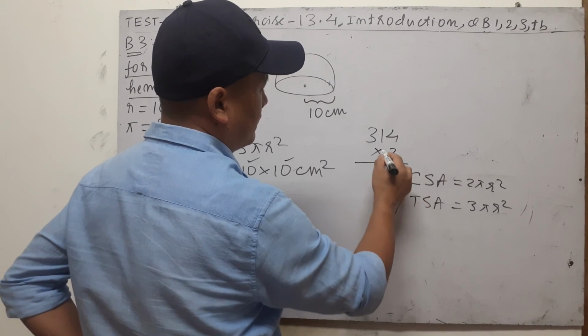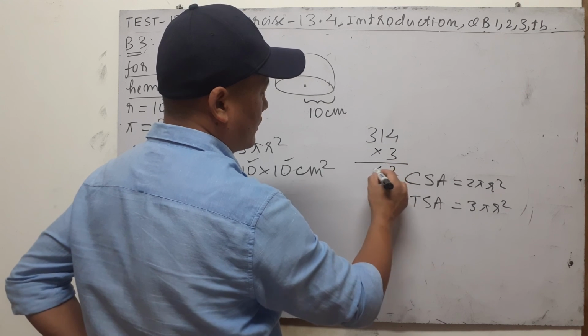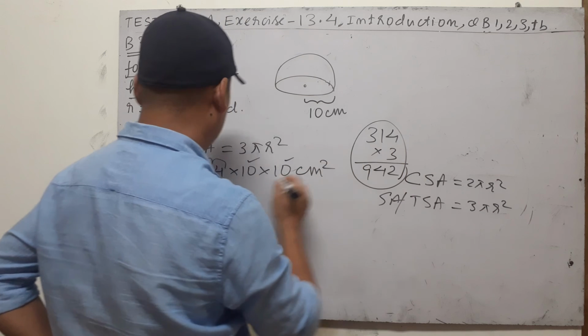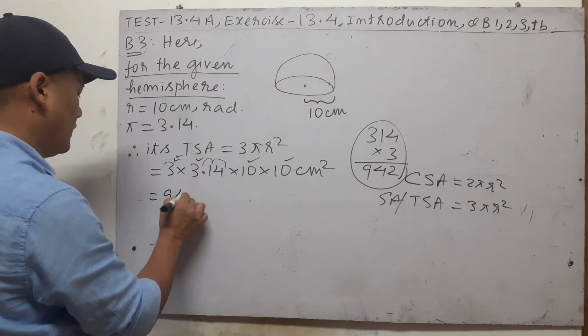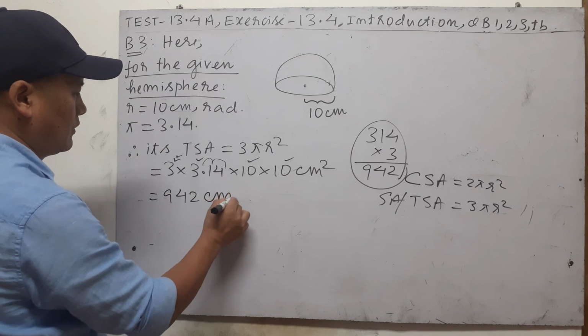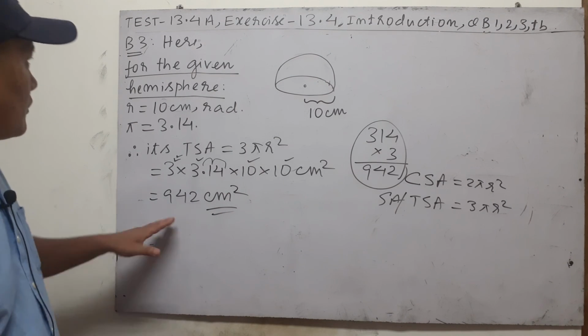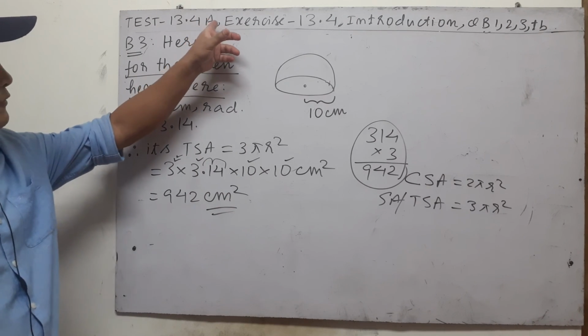3 4s are 12. 3 1s are 3 plus 1, 4. 3 3s are 9. So 942 centimeter square. So that concludes the part for this test 13.4A. Okay.